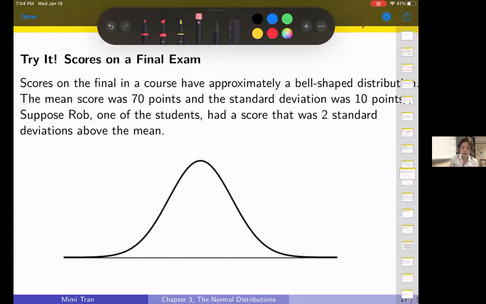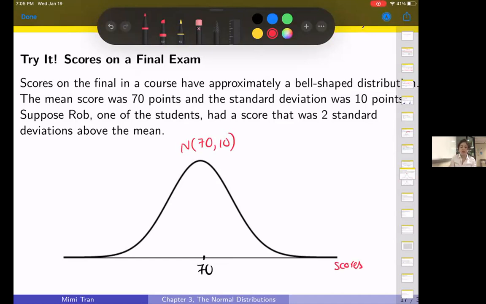Scores on a final in a course have approximately a bell-shaped distribution. The mean score was 70 points. The standard deviation was 10. I'm just labeling stuff here. And then on the x-axis, that's score, the final exam score.